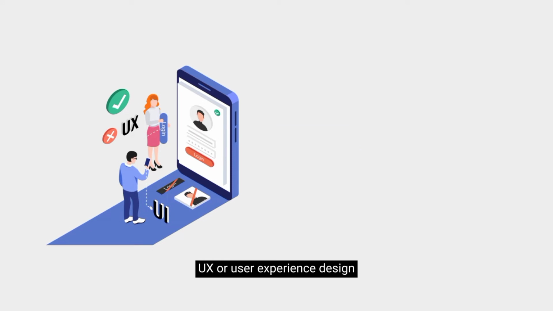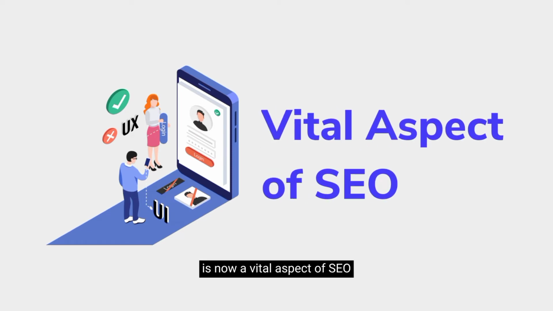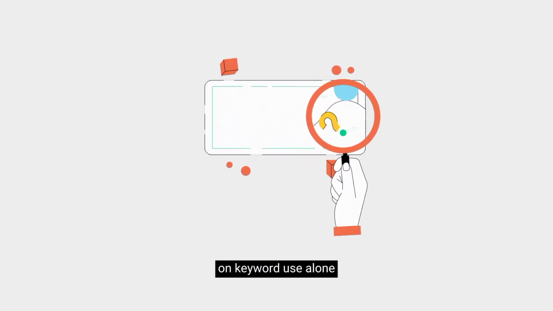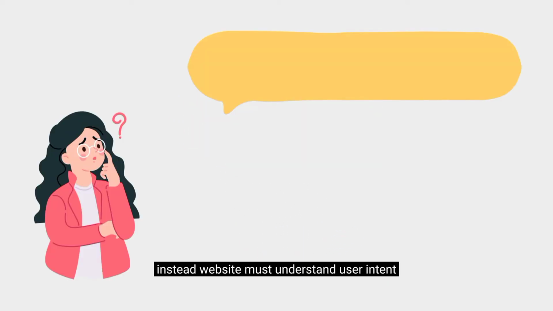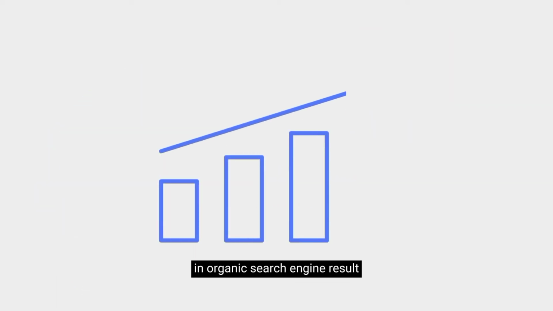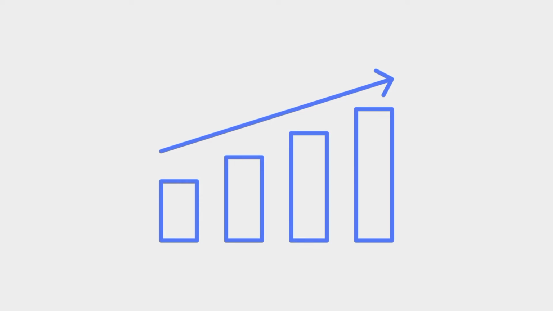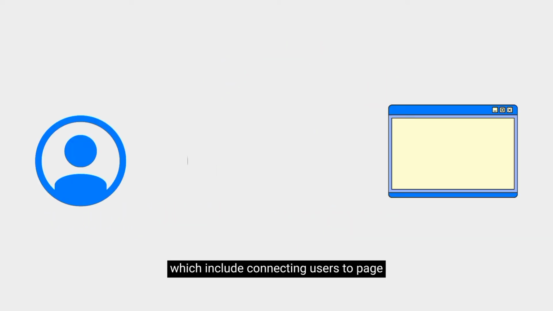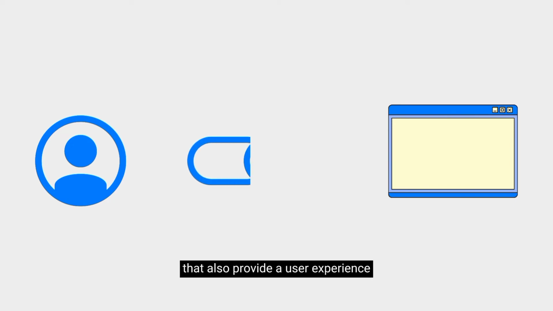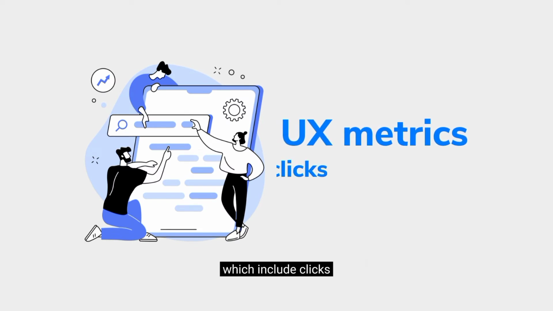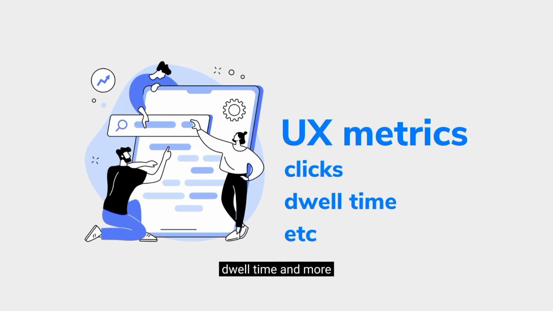UX or user experience design is now a vital aspect of SEO. Search engines no longer evaluate web pages on keyword use alone. Instead, websites must understand user intent and provide a rich user experience to rank highly in organic search engine results. Search engines aim to provide a rich user experience, which includes connecting users to pages that also provide a good user experience. SEO evaluates user interaction with a site by evaluating UX metrics, which include clicks, dwell time, and more.